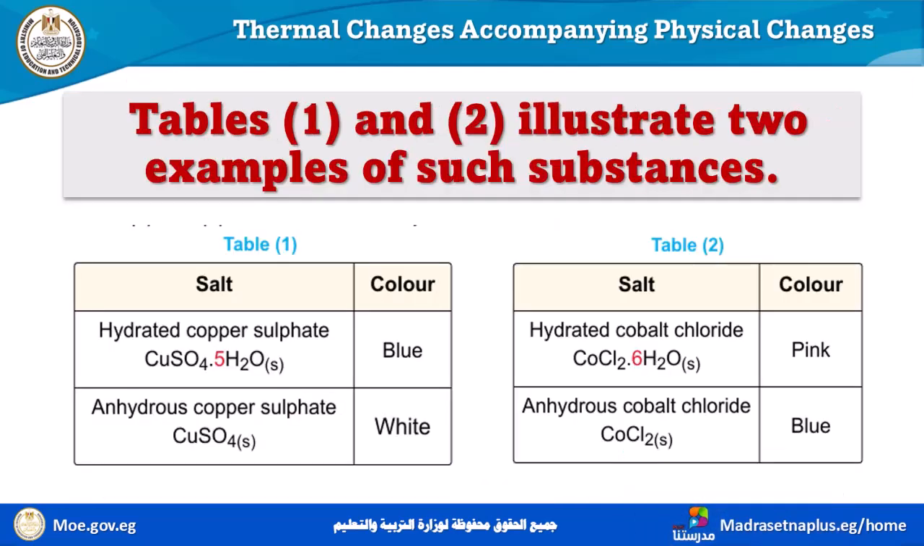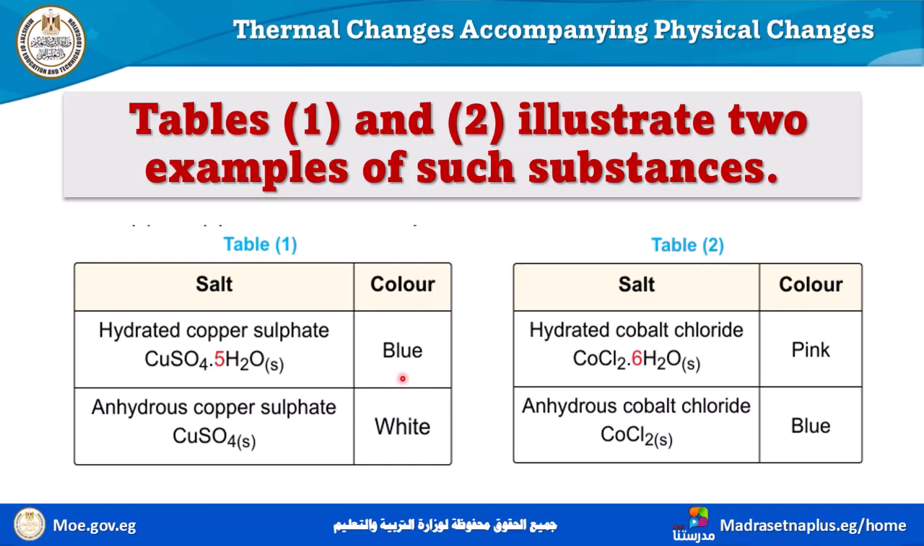Here are two tables that illustrate examples of substances which are hydrated. They have a hydrated form and an anhydrous form. In the first table, we observe hydrated copper sulfate, whose molecule binds with 5 water molecules. In its hydrated state, its color is blue.